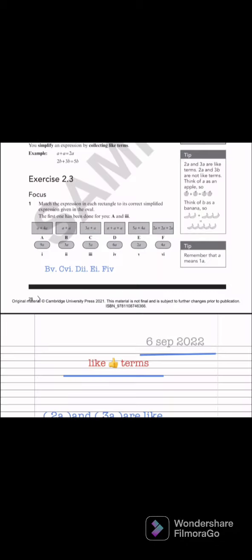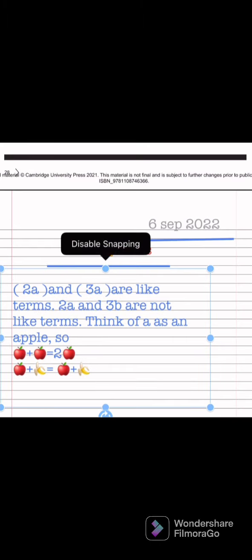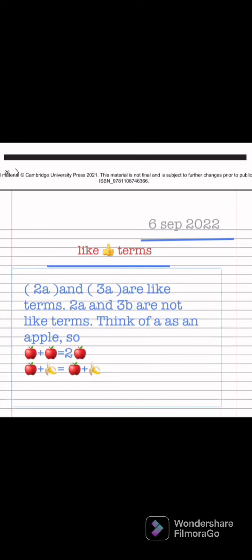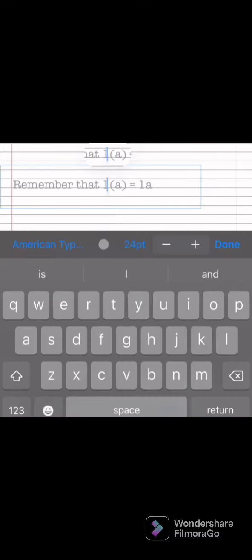Okay, year 7, Bismillah, we're going to talk today about collecting like terms. If I told you a like term, we say that 2a and 3a are like terms, but 2a and 3b are not like terms. Think of a as an apple. So 1 apple plus 1 apple equals 2 apples, but 1 apple plus 1 banana is still 1 apple plus 1 banana. Remember that a itself equals 1a.